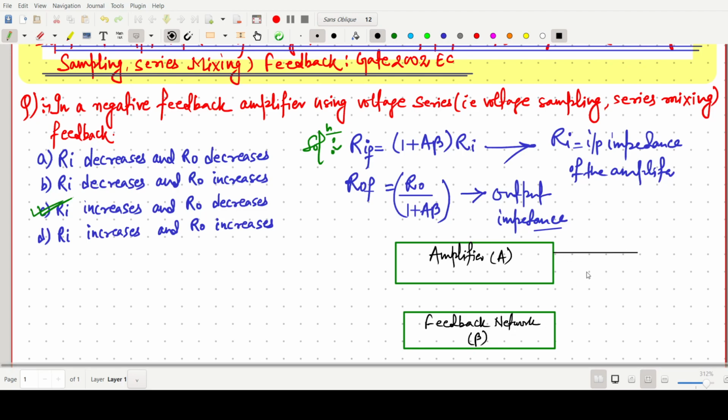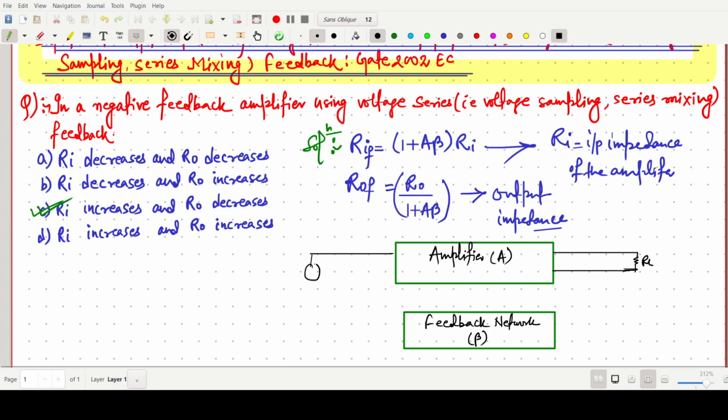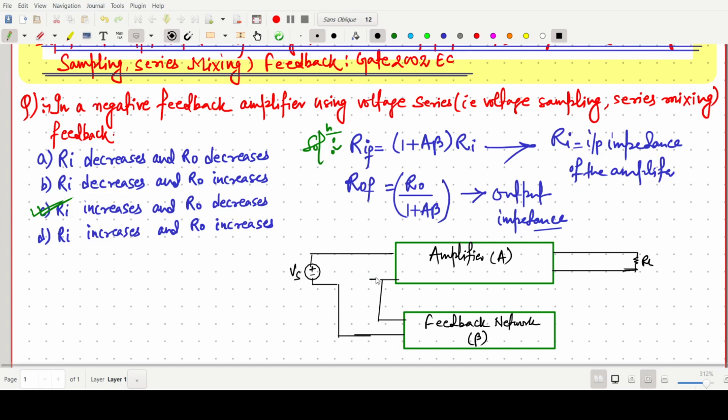This one is the load RL, connected here, and this one is some voltage source plus or minus Vs. This is a very fundamental figure for that. Plus or minus Vf will come, plus or minus Vi, and here we write plus or minus V naught.